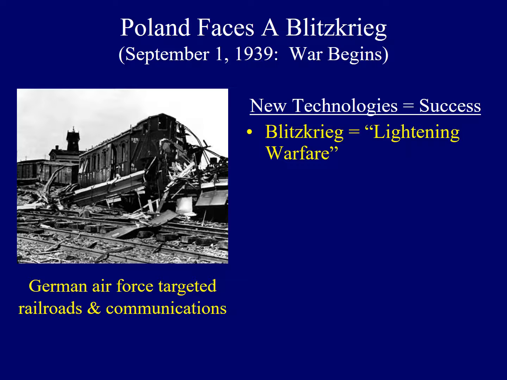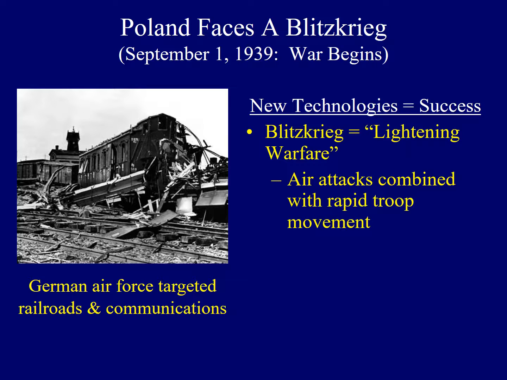What they did was they began to target railroads and communication depots and things like that, and they bombed those, and then those air attacks were followed up with rapid troop movements where they were in jeeps and tanks and things like that. In a relatively short period of time, about a month, Poland fell to German forces.